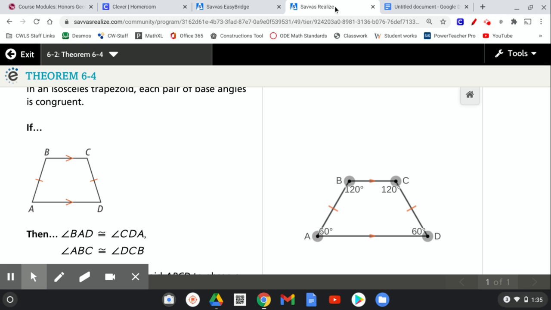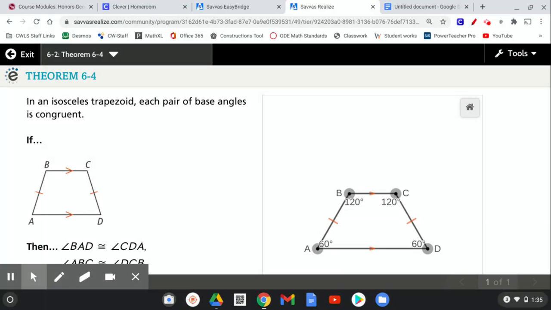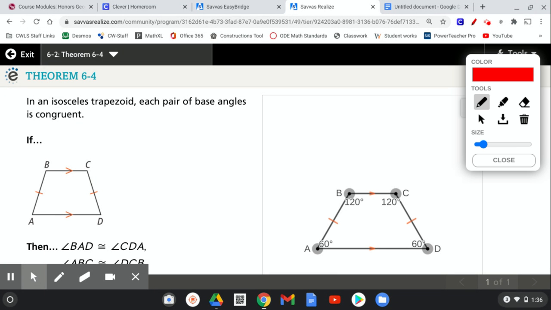And why I'm saying that over and over again is because we have this isosceles trapezoid, okay? Which isosceles, hopefully you learned in chapter 4, means two sides and two angles are going to be congruent. So for this, the two legs are going to be congruent. And then each pair of base angles is also congruent, meaning that angle A is congruent to angle D, angle B is congruent to angle C.